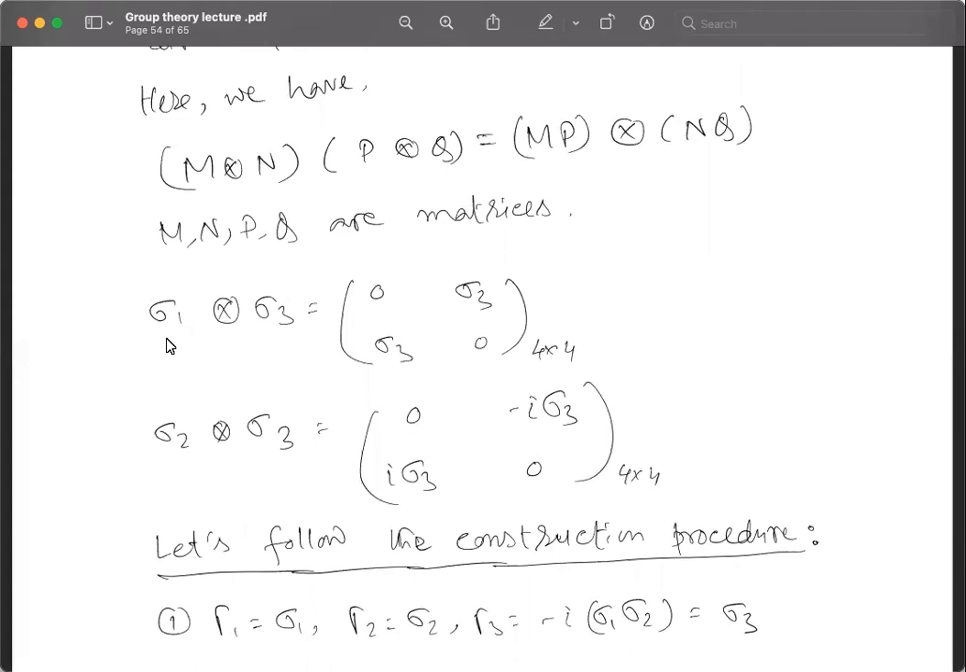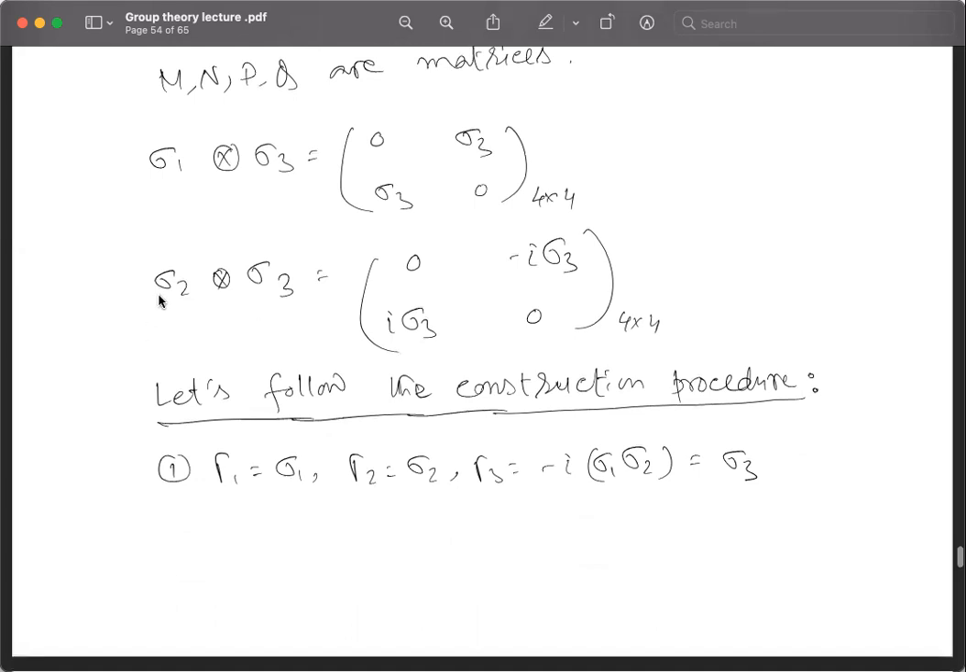You know sigma 1 is basically 0, 1, 1, 0, a 2 by 2 matrix. These are each 2 by 2 matrices, but when you take a direct product, you will get a 4 by 4 matrix. Sigma 3 will be multiplying each element of sigma 1, and that's why you get this particular form. Similarly, sigma 2 direct product sigma 3, where 0, minus i, i, 0 is sigma 2, is the structure of a 4 by 4 matrix.